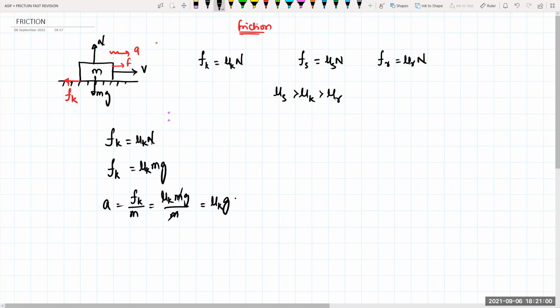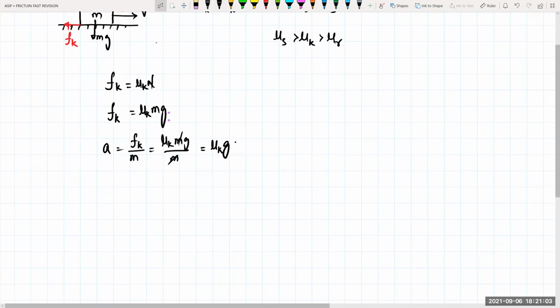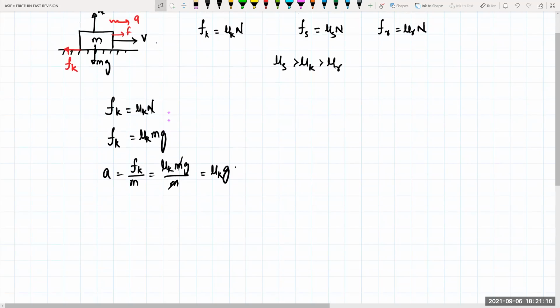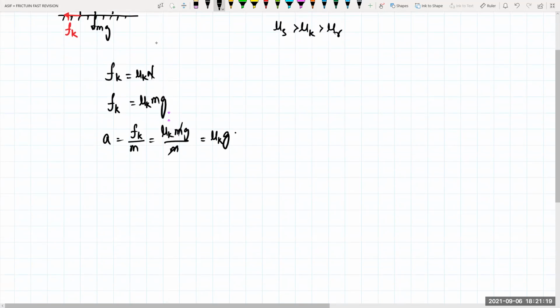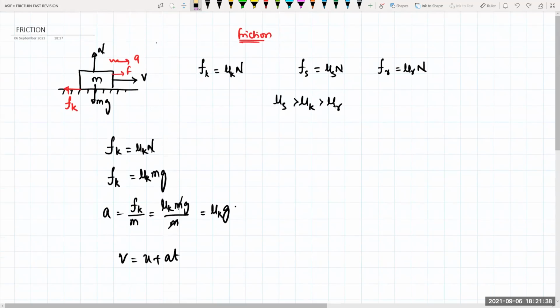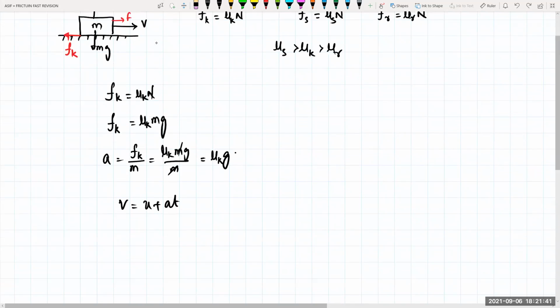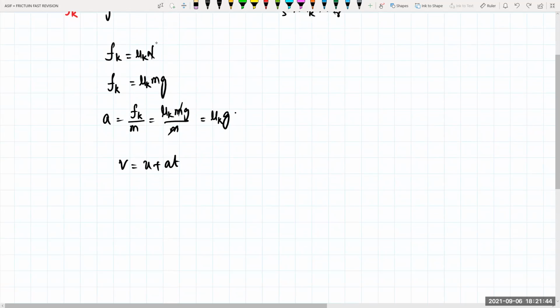The body is moving for a certain time. Now, if I am talking about velocity, after how much time will the body come to rest? The body is right now in motion. So if I use the relation v equals u plus a into t, the initial velocity is V, since we are initially moving with a certain velocity V. Finally, the body comes to rest, so the final velocity will be zero.